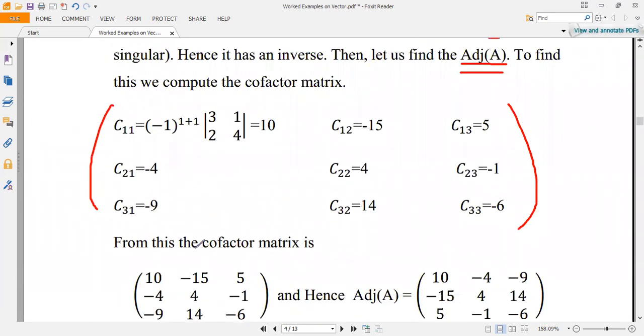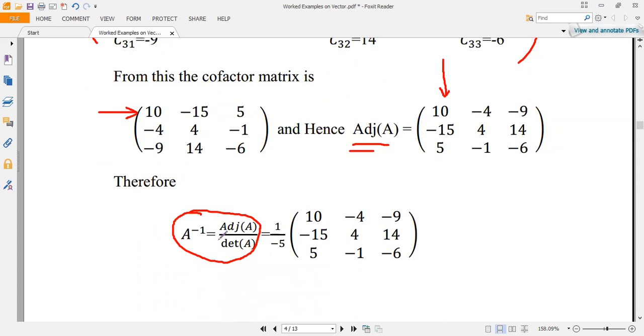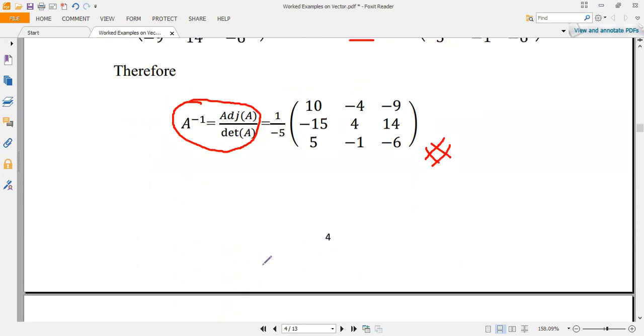Now, transposing this cofactor matrix, we get the adjoint matrix. So clearly, 10, minus 15, 5 is changed into the columns. The rows will be changed into columns, or the columns we can change into rows. Therefore, the inverse of the matrix is the adjoint of the matrix over its determinant. So this is the inverse of the given matrix.